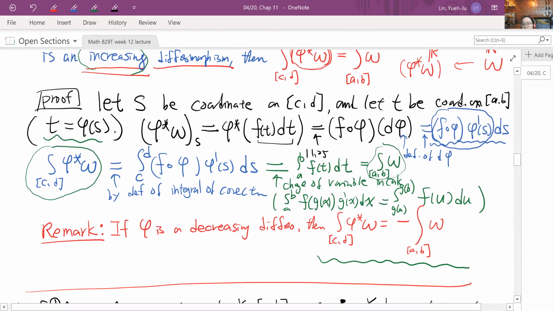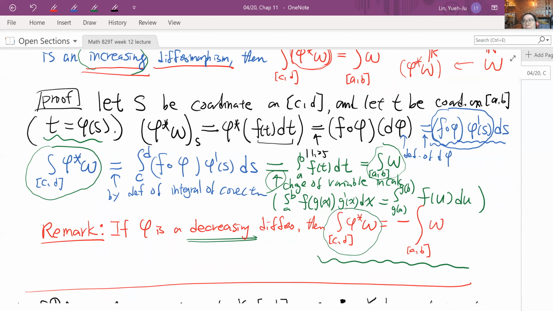You can actually prove it yourself. The only thing that is going to change the sign is in this step when you do the change of variable. That's when you have a sign difference. So when you have a decreasing diffeomorphism, then when you do this pullback by this diffeomorphism, it's going to be the negative of the original integral of omega over ab.